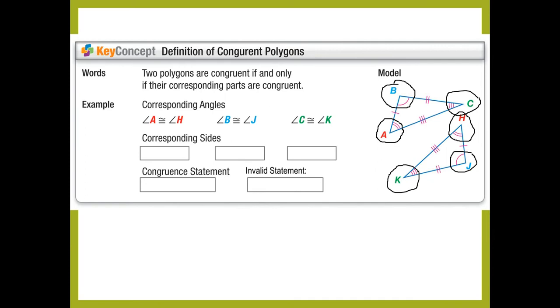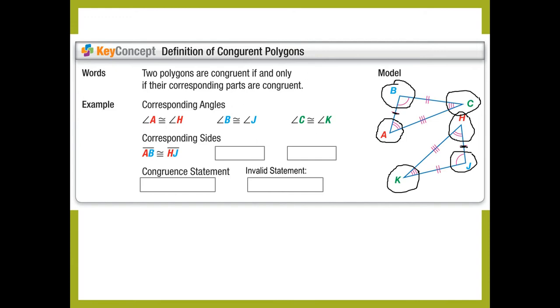We use a similar idea to determine congruent sides or corresponding sides. We have AB right here, and it has one of these hash marks. Then we can go to our second triangle and see which side has one hash mark, and it's this one right here. So we can say that side AB is congruent to side HJ.